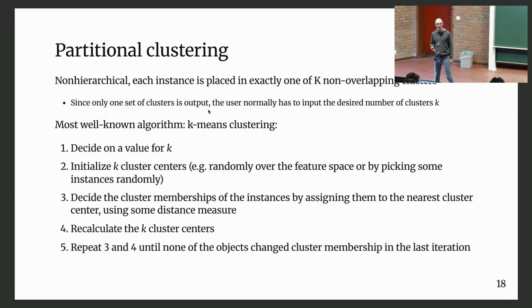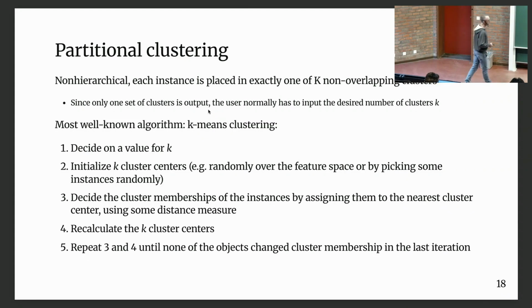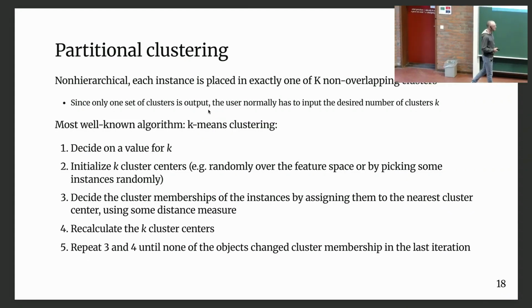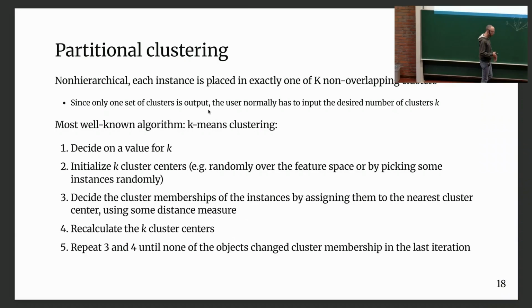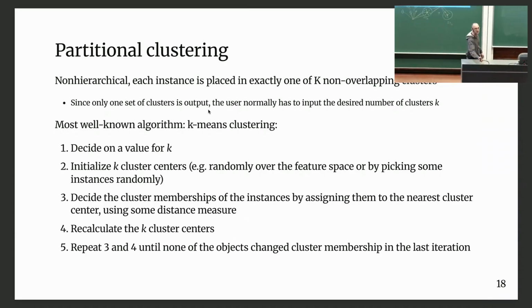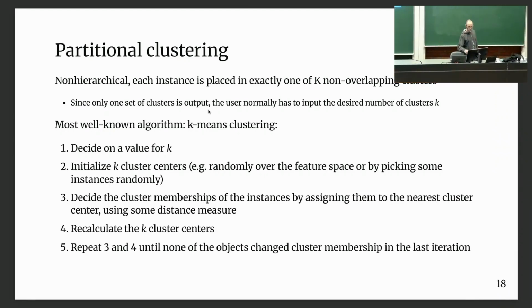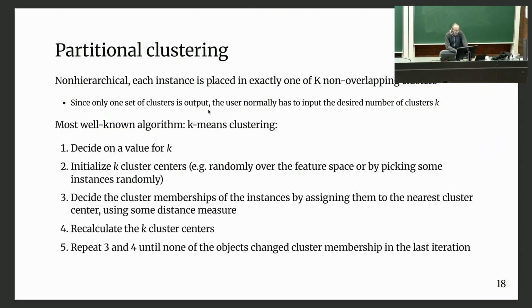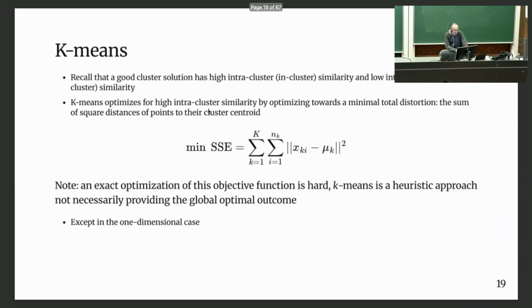And convergence basically means that none of the assignments change anymore, right? Or maybe only very few assignments change, or maybe after 10,000 iterations, you give up and you stop waiting for it, right? But typically this will converge relatively well to a stable solution. So you repeat these steps until none of the objects change cluster membership.